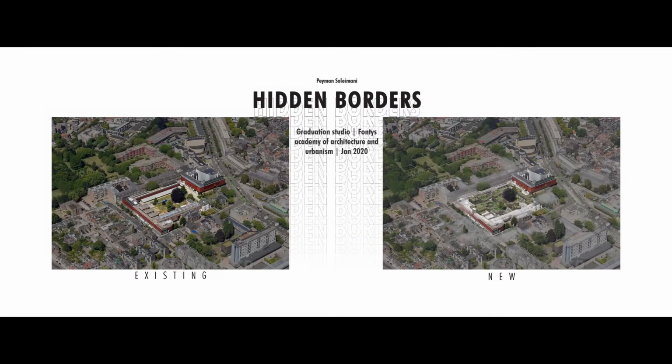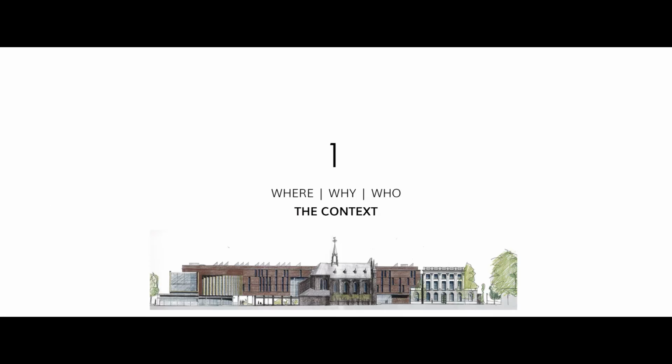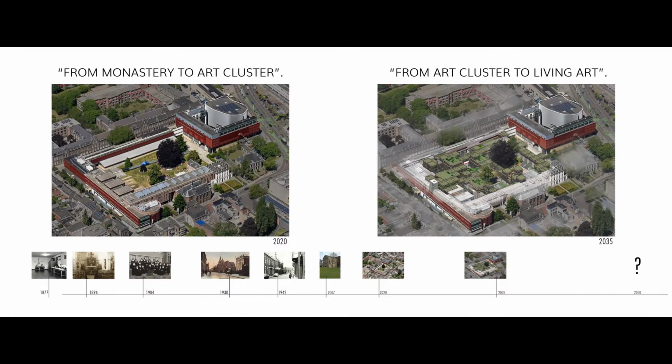So I divided my screen into two parts. On the right side, we will see the existing situation, and on the left side of the screen, the new situation. And this will follow the whole presentation. Well, from Monastery to Art Cluster, which was the name of the project, now I name it from Art Cluster to Living Art, and you could see the difference in isometric view.